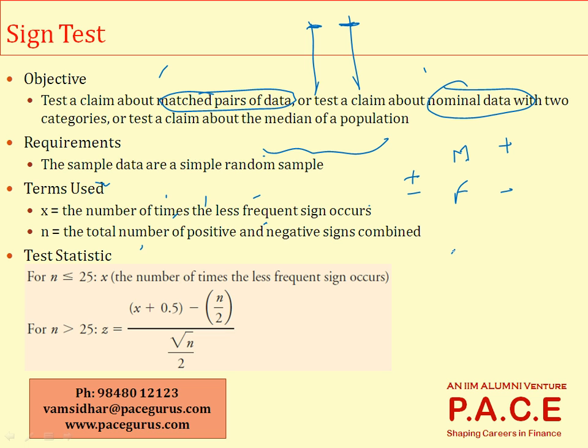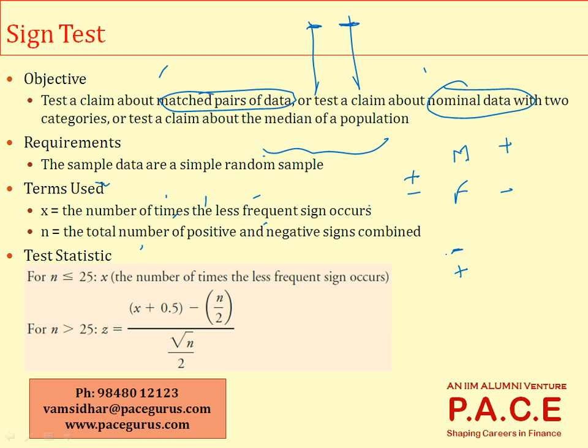For values which are lesser than the median, I'll put a minus sign. For values which are greater than the median, I'll put a plus sign. So what is happening here? Out of the whole set of data, I am categorizing the entire set of data into 2 signs. I am not bothered about the values, because median is the one that should segregate the data into 2 halves.